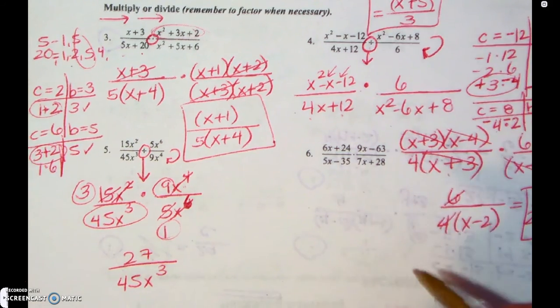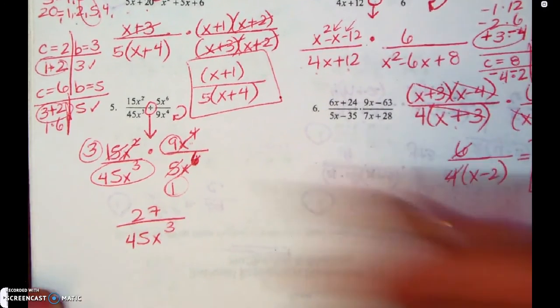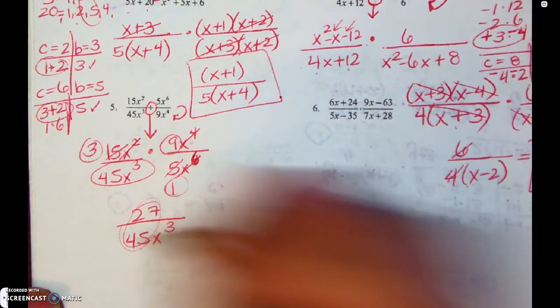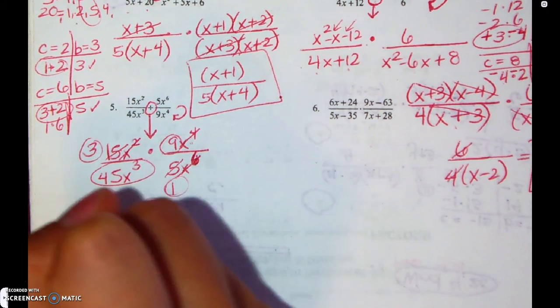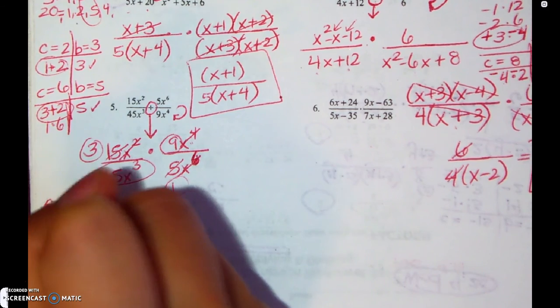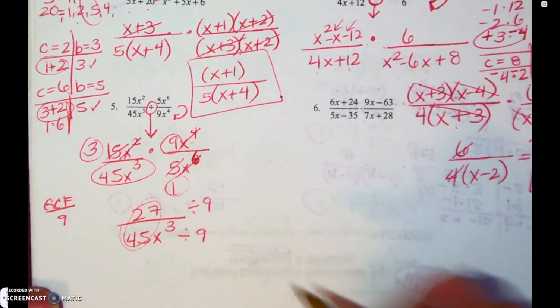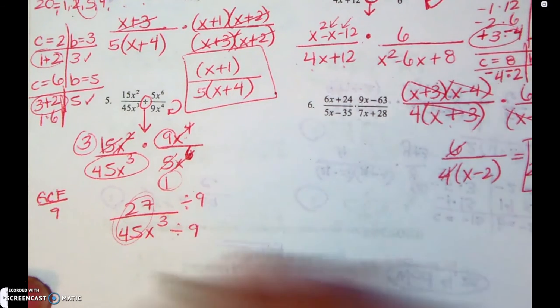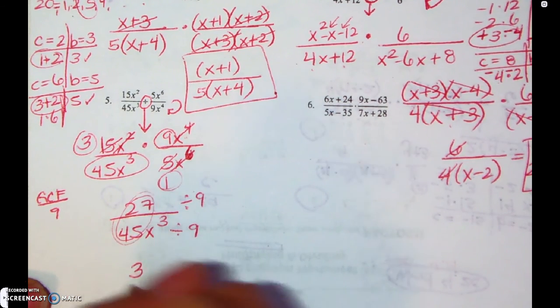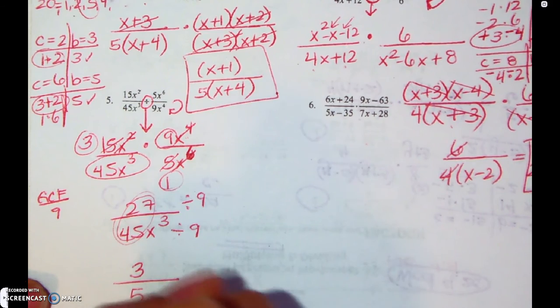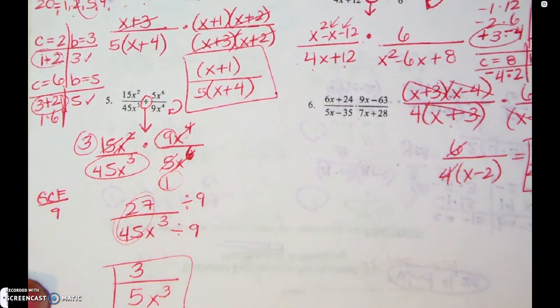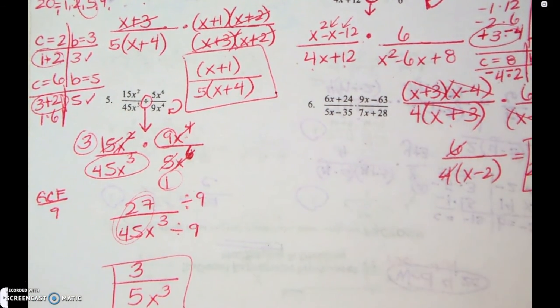And now that I'm looking at the fraction, these do have a common factor, and it is 9. So I'm going to divide the top and the bottom by 9. 27 divided by 9 is 3, and 45 divided by 9 is 5. There we go. That's the final answer.